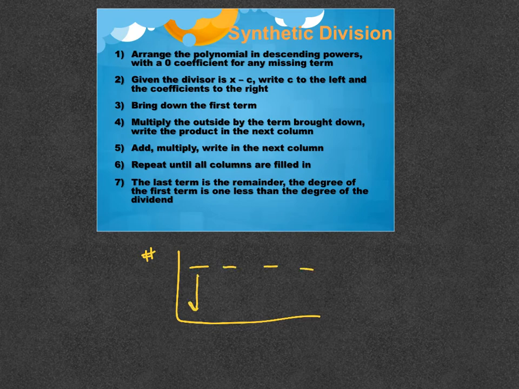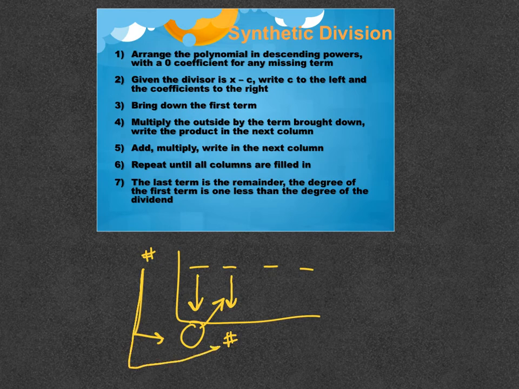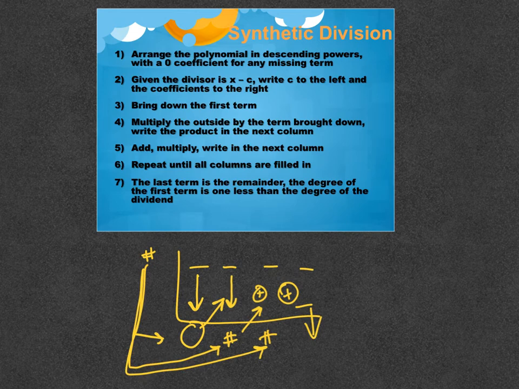Then you're going to bring down the first term. You're going to multiply what's on the outside by whatever is here. And then you're going to put it in the next column. And then you're going to add these two. You're going to get a number. You're going to multiply what's on the outside by what's there, and put it in the next column. You're going to add these. You're going to get a number. You're going to multiply what's on the outside, put it here. You're going to add them until you run out of numbers. Okay? This is synthetic division.